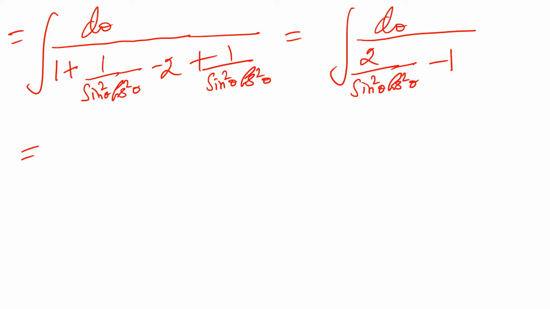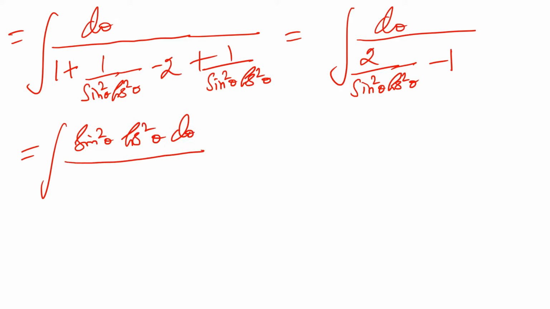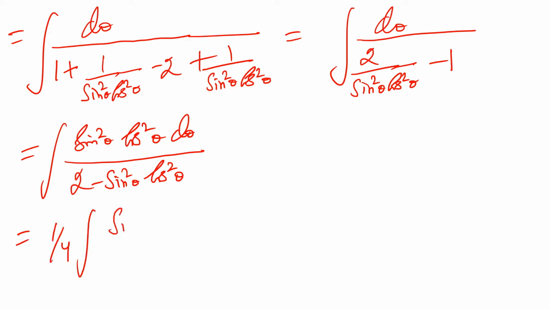Now take the LCM again. You will be getting sine square theta cos square theta in the numerator into d theta divided upon 2 minus sine square theta cos square theta. Now students, we know that sine theta into cos theta into 2 can be written as sine 2 theta. So that means this expression can further be written as 1 upon 4 into sine square 2 theta d theta divided upon 2 minus sine square theta cos square theta.